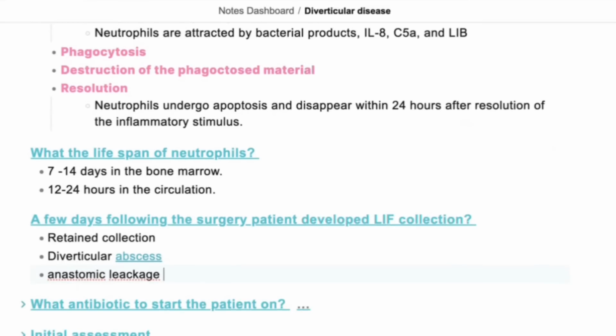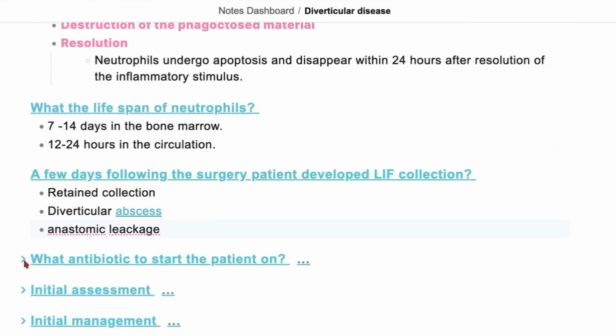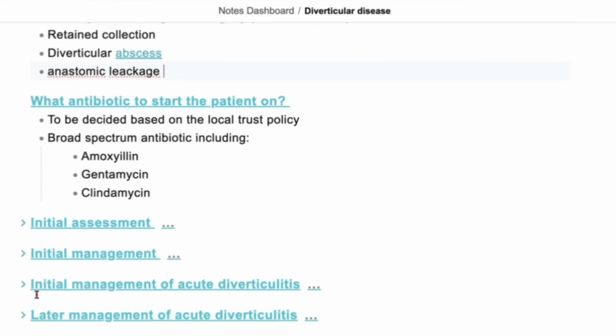All right, what antibiotic to start the patient on? So I would like to consult my local microbiologist and adhere to local trust protocol. In my current practice, we currently use AMG, which is amoxicillin, gentamicin, and metronidazole. However, in certain circumstances, you can also use clindamycin as well. What's the initial management of acute diverticulitis? So first of all, I'd like to do a full history and examination of the patient. I'd like to manage the patient according to CRISP protocol and do a full examination.